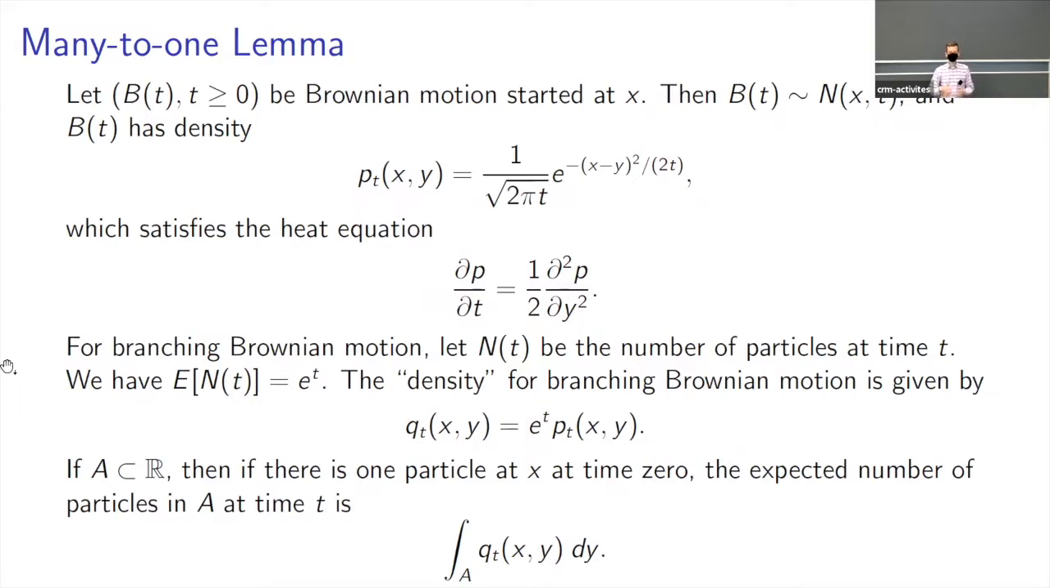Now, if we are working with branching Brownian motion, then the number of particles grows over time. And if we denote by N(t) the number of particles at time t, we know that the expected value of N(t) is exactly equal to e to the t, because each particle is branching at rate 1. And so the density for branching Brownian motion is given here by q_t(x,y), which is e to the t times p_t(x,y). And what I mean here by density is that if there is one particle at x at time 0, then the expected number of particles in the set A at time t is given by the integral of q_t(x,y) over the set A.